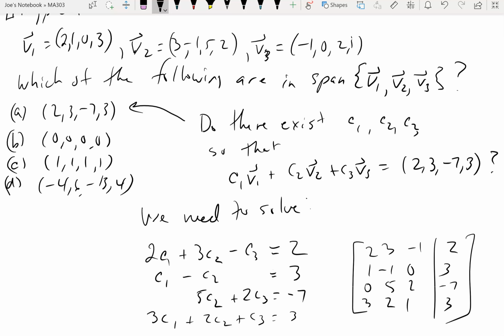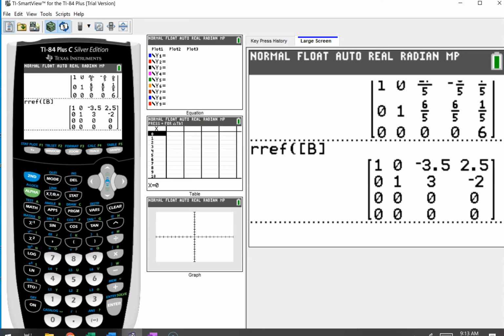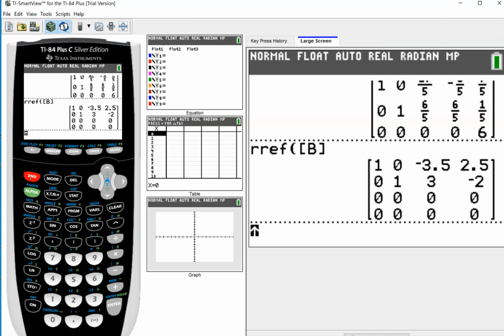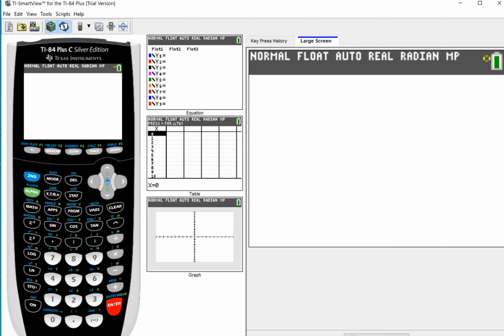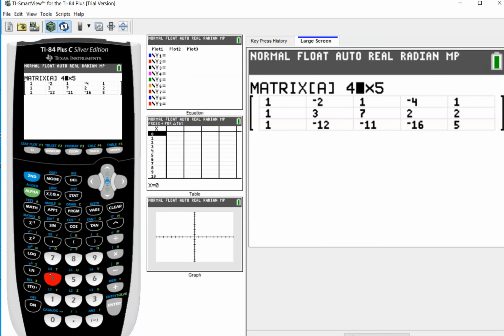Okay. All right. So to do that, someone's going to have to read the numbers to me because I'm not going to remember them. All right. So let's go to second matrix, and let's just edit matrix A. I need a 4 by 4.